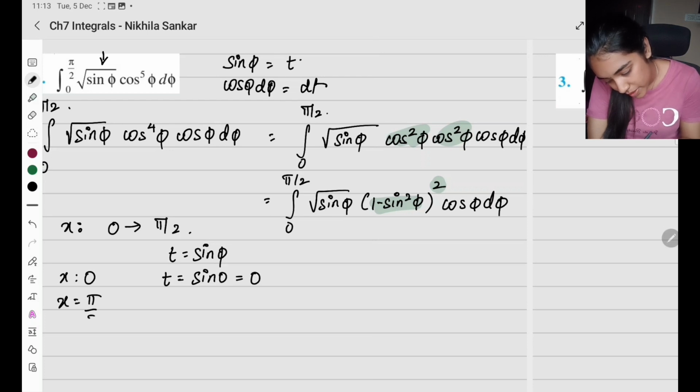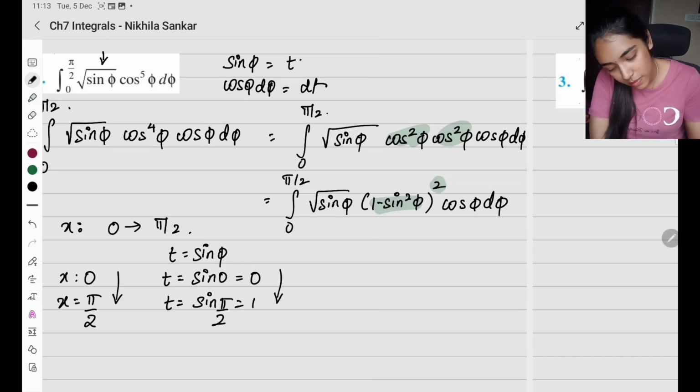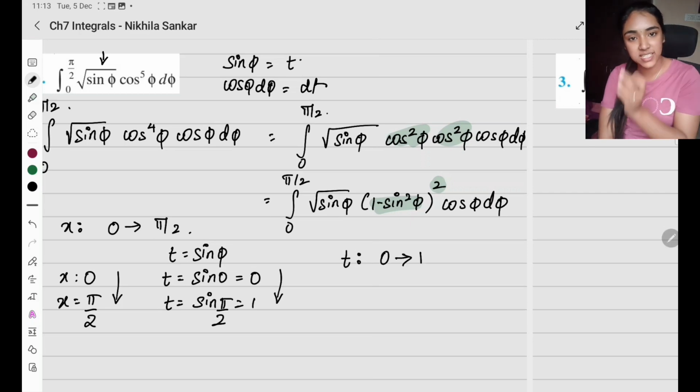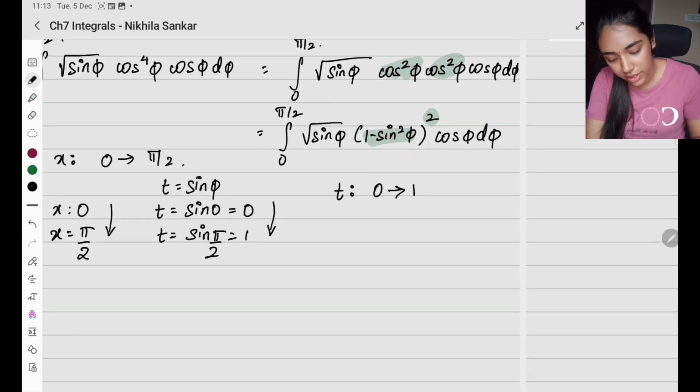At x equals pi by 2, t equals sin pi by 2, which is going to be 1. So 0 to pi by 2 now becomes 0 to 1. So t travels from 0 to 1. So this is how you write in your exam. If you write it this way, there will be no mistake. You will not forget anything.